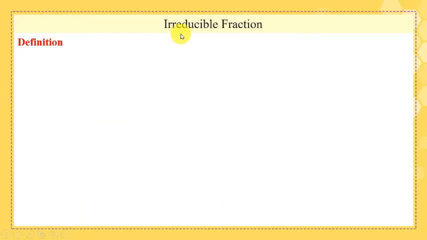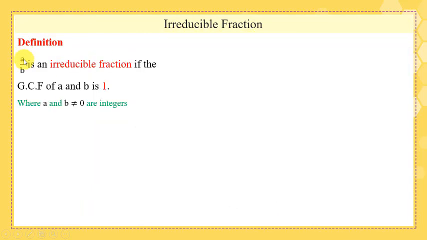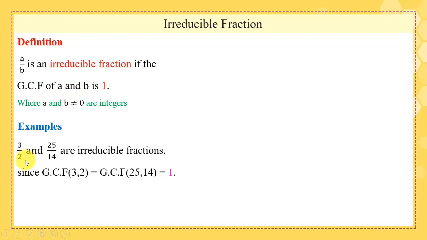Now, our objective is identify an irreducible fraction. Definition. a over b is an irreducible fraction if the GCF of a and b is 1. Let's see these examples. 3 over 2 and 25 over 14 are irreducible fractions since the GCF of 3 and 2 is 1 and the GCF of 25 and 14 is 1.